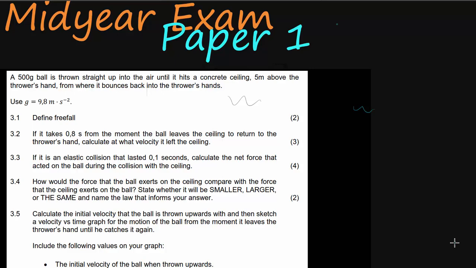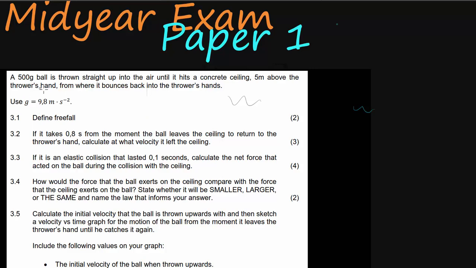Okay, so now let's move on to question 3. Question 3 in this paper usually would be your vertical projection question. Okay, so objects that are only experiencing gravity are in free fall.